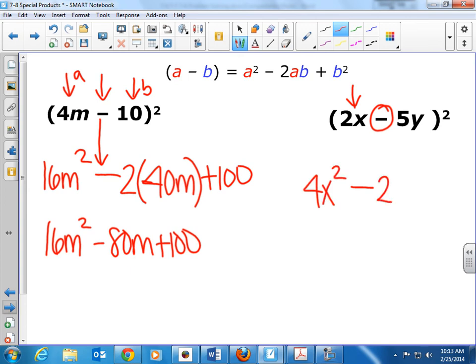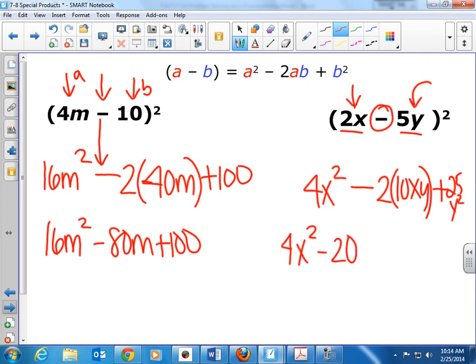Then I take 2 times the a times the b. So 2x times 5y. 2 times 5 is 10xy. And then I'm going to have plus whatever my b value is, which is the 5y squared, 25y squared. Now when we simplify, 4x squared minus 20xy plus 25y squared.